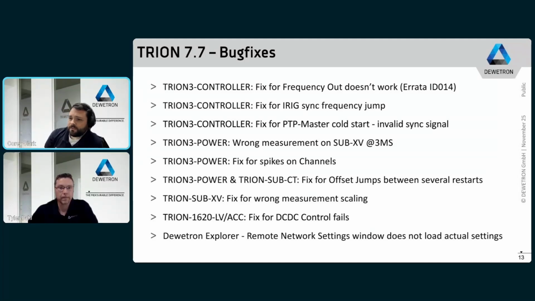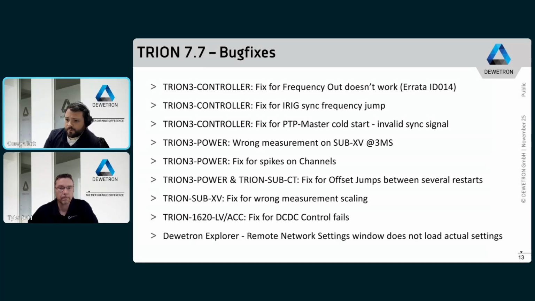Some of the benefits revolve around the TRION3 chassis controller, which are listed at the top three bullets here. One of them is a fix for the frequency output not working. We had a fix for the IRIG synchronization frequency jump, and then a fix for PTP master cold starts showing an invalid sync signal. These have all been corrected, and there's a firmware update available to enjoy this fix.